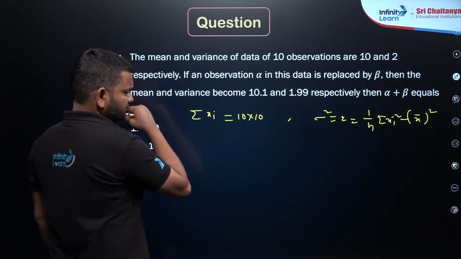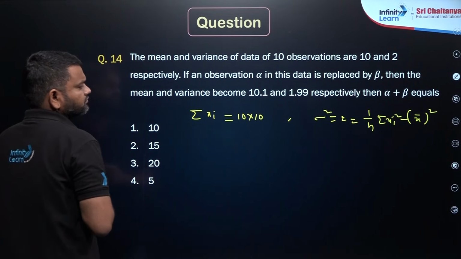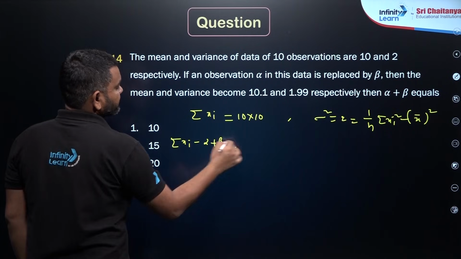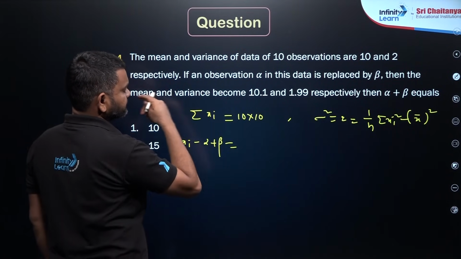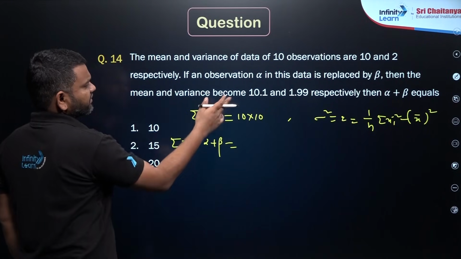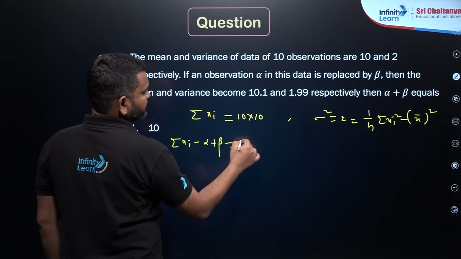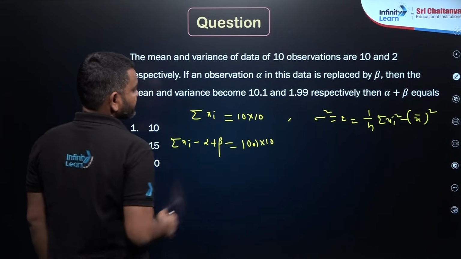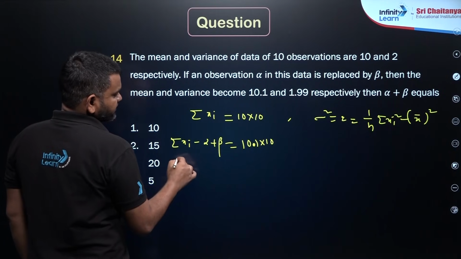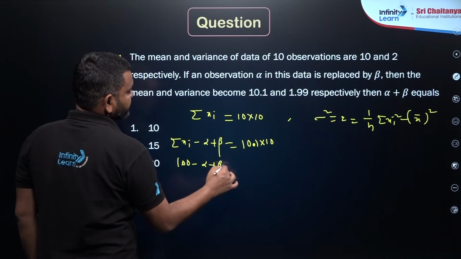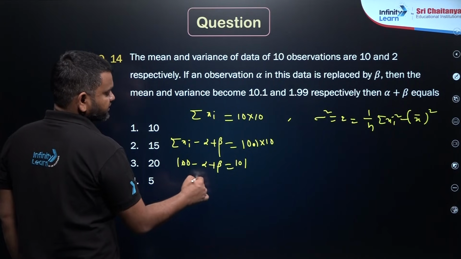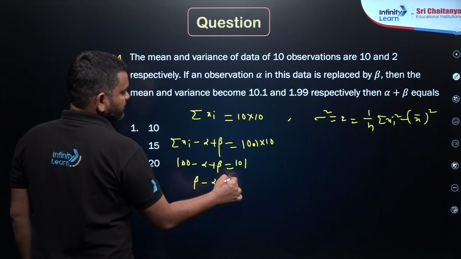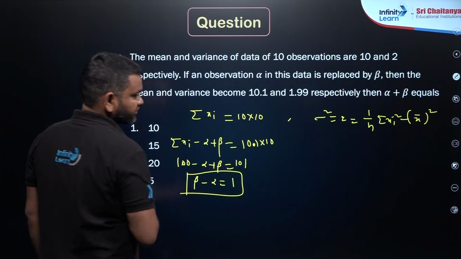So from the data, summation xi minus alpha plus beta, this is going to become 101. So 10.1 into 10 I have to write. So this is going to be 101. So this is 100 minus alpha plus beta is equals to 101. Now if I take this into right side, beta minus alpha is equals to 1. This is one equation I am getting.